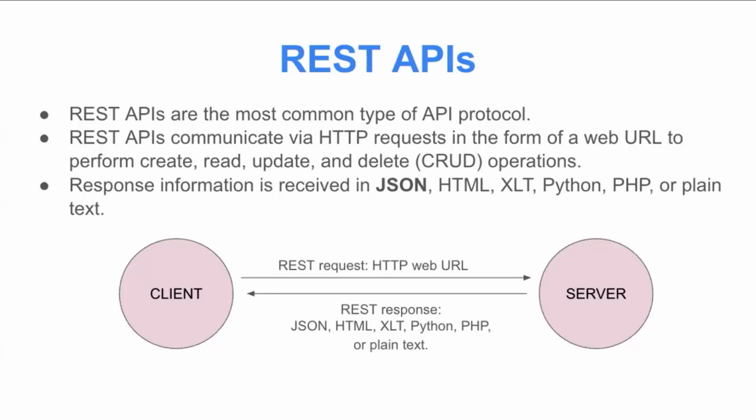HTTP requests in the form of web URLs are used to perform create, read, update, and delete, or CRUD, operations. For each request, after the client sends it, a response is sent by the server in different formats containing the information that the client asked for. This response can be in JSON, which is one of the more common ways it is sent back, HTML, XLT, Python, PHP, or even a plain text format.